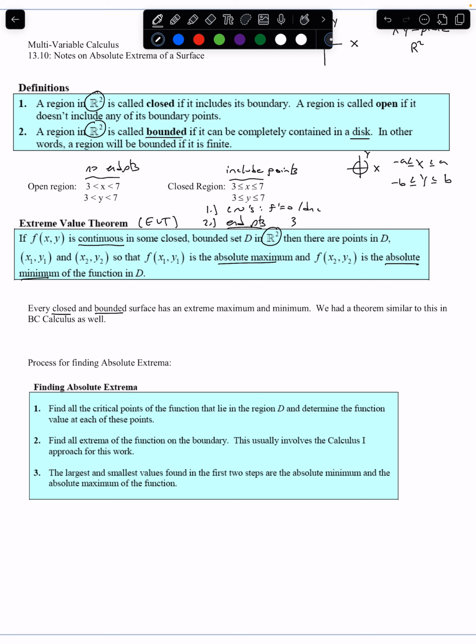And last year in BC, to show this, we used what was called the candidates test. So, very easy for us to do.